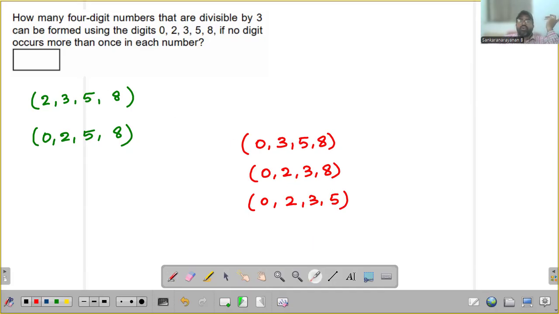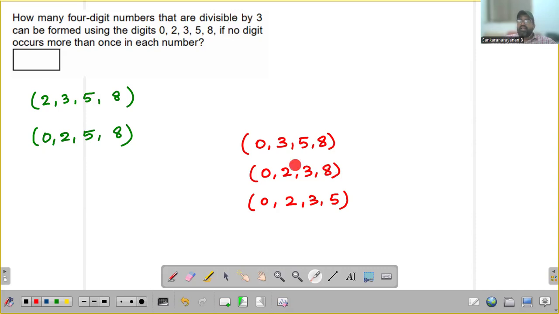In the first case, I have removed 0. In the second case, I removed 3. In this case, I have removed 2. In this case, I have removed 5. And in this case, I have removed 8. So now I am forming that 4-digit number, as you can see. But instead of these two, if I consider these 3, I can say 8, 9, 10, 11, 12, 13, 14, 15, 16. The total is 16. The number will not be divisible by 3.